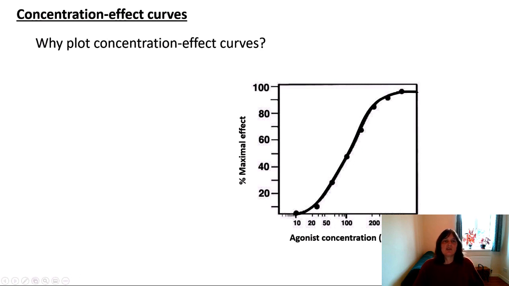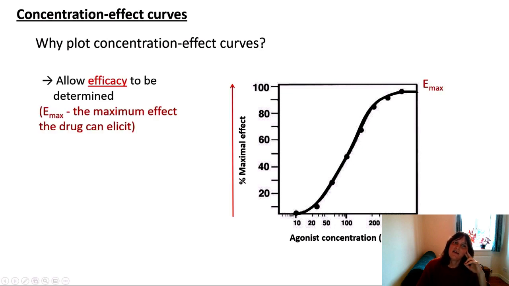So why do we plot concentration effect curves? Well, it allows us to determine some of the things we want to know in terms of, is the drug going to be efficient? So it allows firstly what's called the efficacy to be determined. So the efficacy is the maximal effect a drug can elicit from that system. And different drugs have got different efficacies. So some drugs have got full efficacy and can very easily activate the system, and some drugs have only got partial efficacy, so are not very good at activating the system.